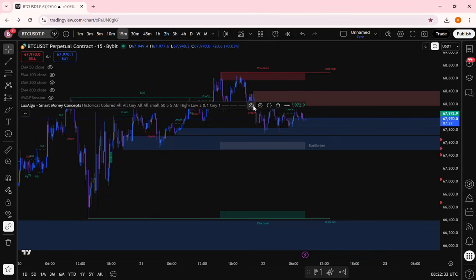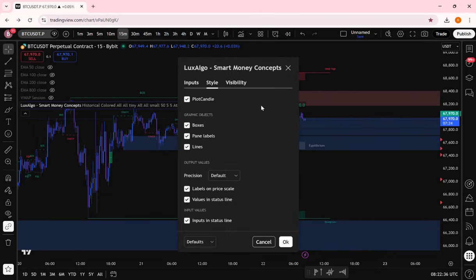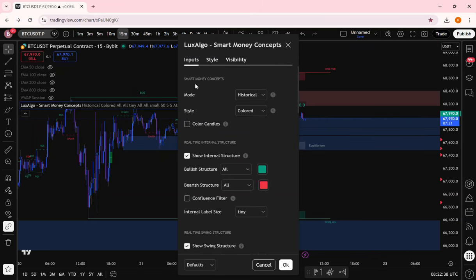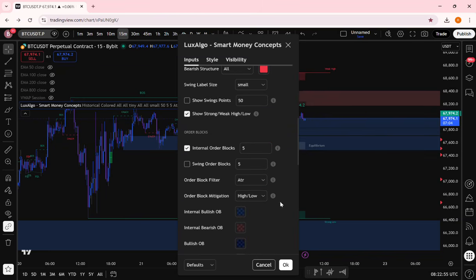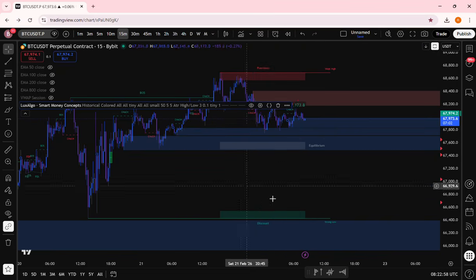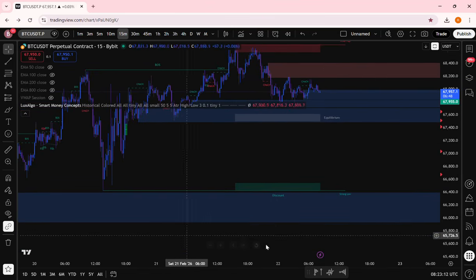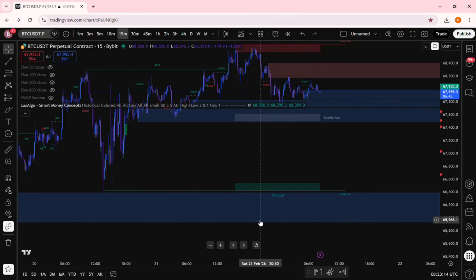We go to the indicator settings, I think it's in the inputs, internal order blocks. So these are for day trading. That means price came back in here, found some more support. These are support boxes for a continuation up. But when we see the red ones, those are more sell order blocks. So we can see that we do have an order block down here as well in the 66 zone.